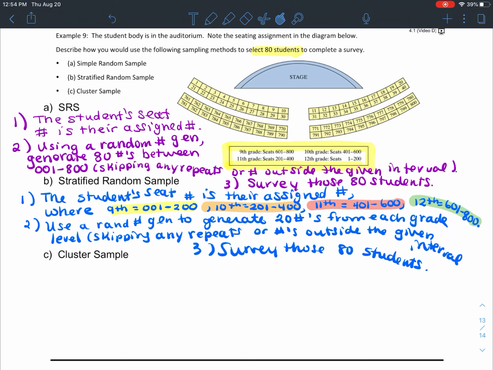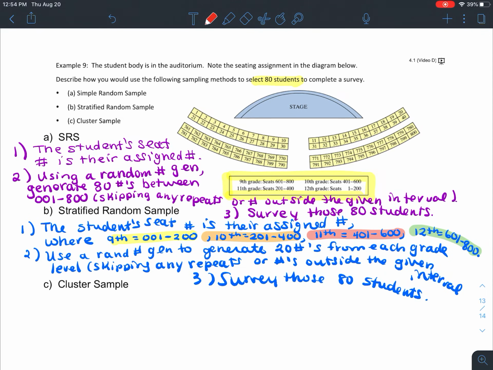Now, a cluster is when we have them organized in groups, but within the groups, they're like little mini populations. So I want you to think about the auditorium here, and how could we reorganize this, not making anybody get out of their seat, so that they're in clusters, groups that have freshmen, sophomores, juniors, and seniors in it?